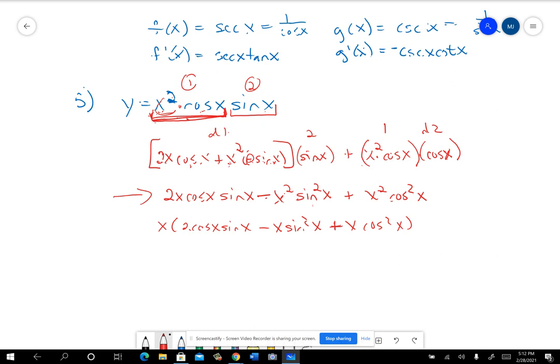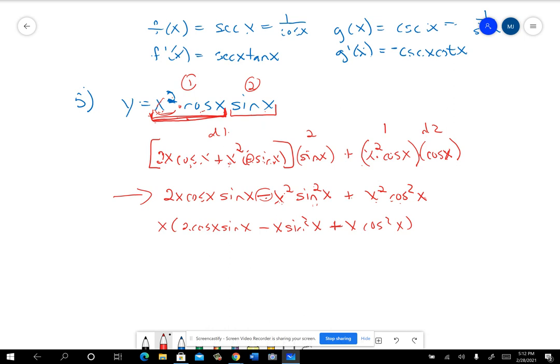so I think this would be just fine. All right, now if this minus had been a plus, then I would have seen here that I could have taken an x squared out, and I had sine squared x plus cosine squared x, and if it had been a plus, I could have simplified that a whole lot more.